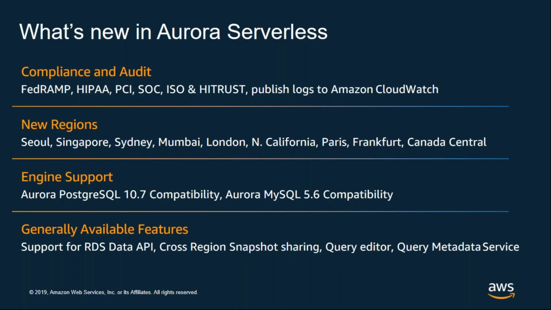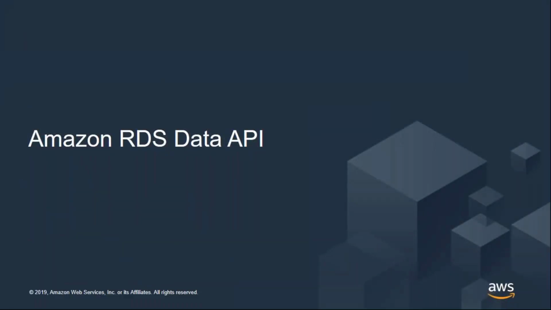And lastly, what I will be touching on in more detail is the RDS Data API, which lets you access your serverless database without needing to access your VPC or any JDBC driver. We've also added some other features such as cross-region snapshot sharing, the query editor, which is available from the console, and a query metadata service. And with that, let me jump straight into RDS Data API.